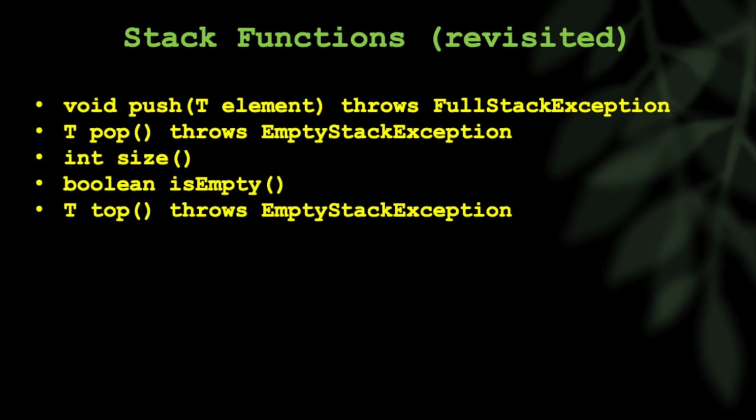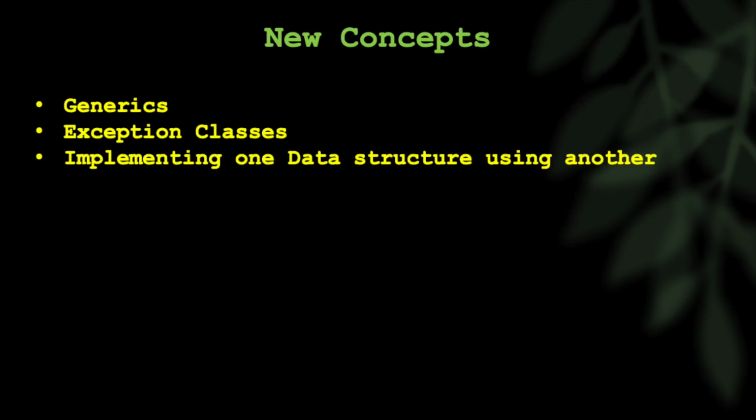We also looked at generics, something we hadn't really touched on before, and I showed you how you can use generics to make a class more flexible so that the class isn't bound to a particular data type, and that's really handy. And in broad terms, what we've done here is we've implemented one data structure using another. So we implemented the stack using an array, but we also implemented the stack using a singly linked list.